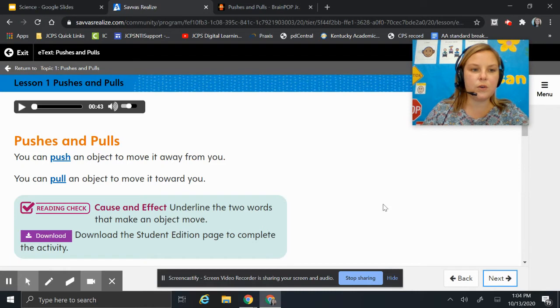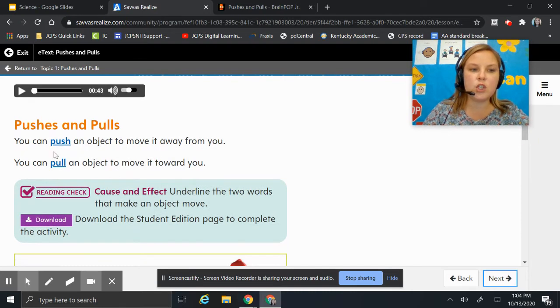All right, so we see our vocabulary words again. Push and pull. You can push an object to move it away from you. Remember, you can push an object to move it away from you. The second one says you can pull an object to move it close to you.